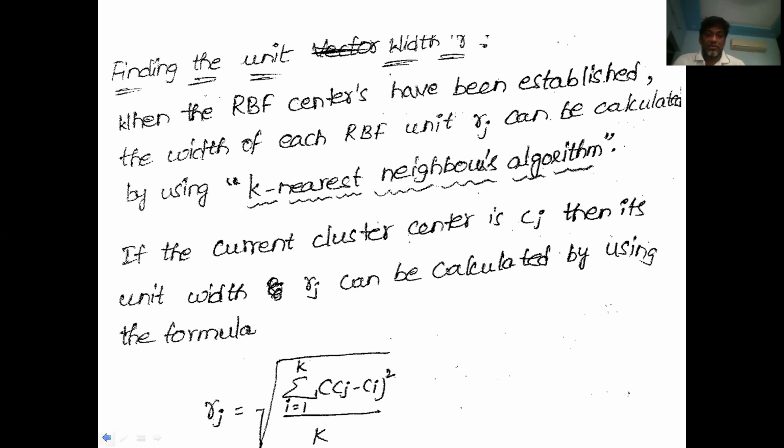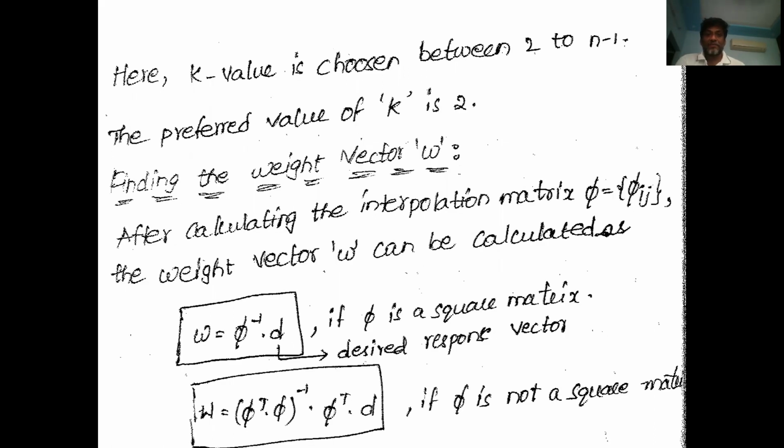So for i equals 1 to K, (Cj minus Ci) whole square will be picked among the 2 nearest neighbors when K is equal to 2. If you increase the K value, then it will pick the nearest K neighbors according to the selected K value. And you need to perform a square root operation to find the unit width of the corresponding RBF unit. So that is how you can calculate the unit width Rj for a particular RBF unit.